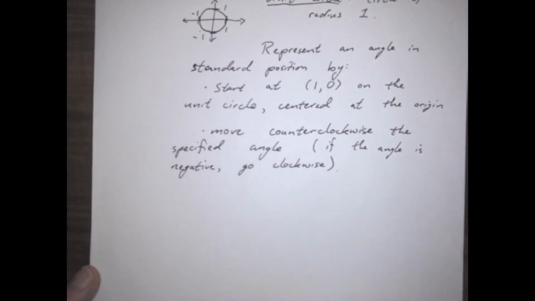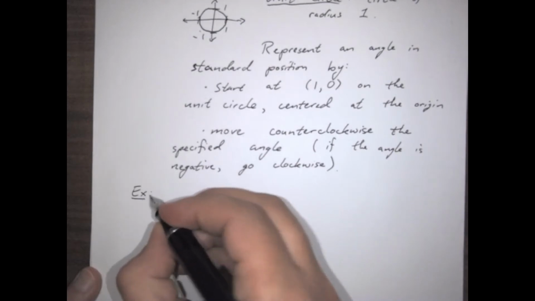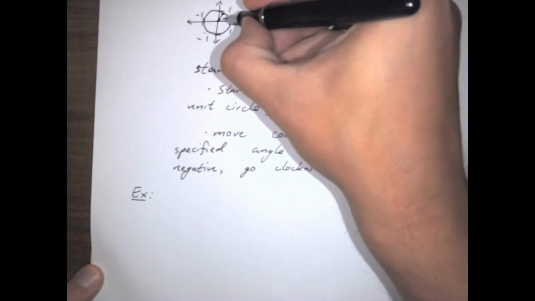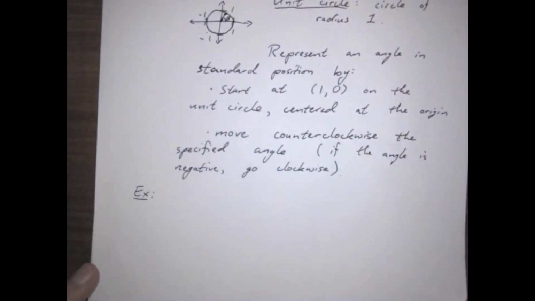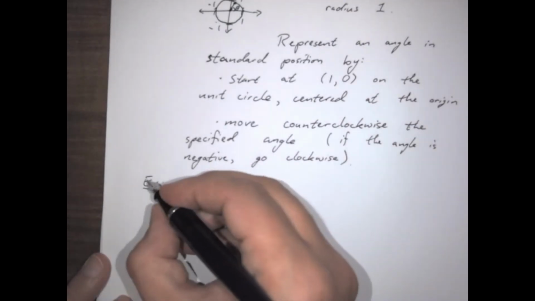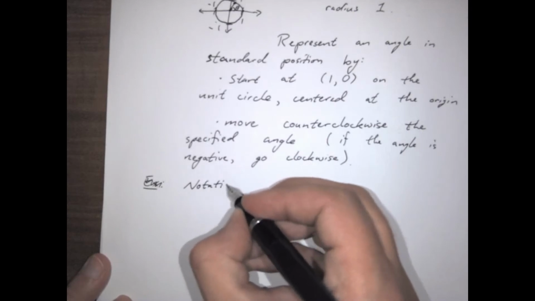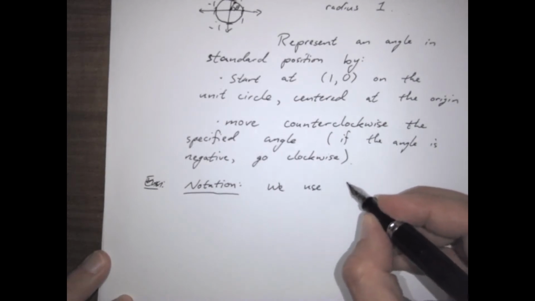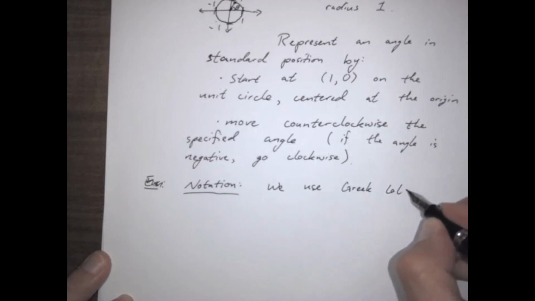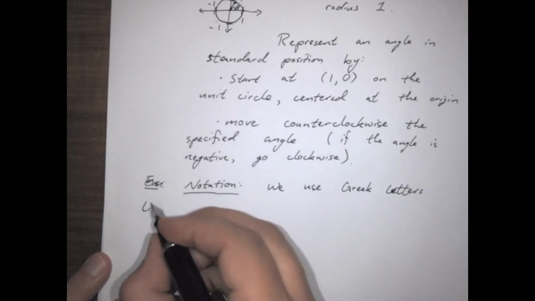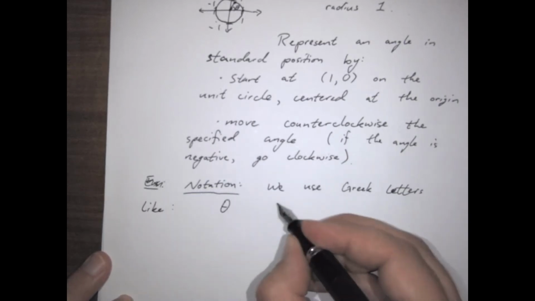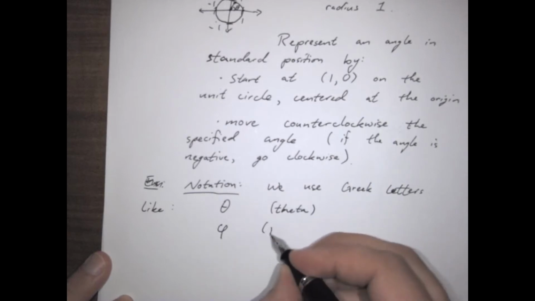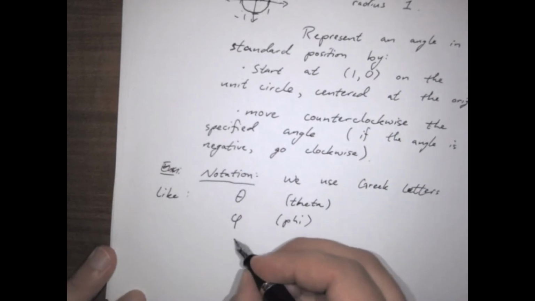All right, so now let's see some examples. Okay, and also, so here would be an example. Let's say we were talking about an angle like that. And the standard letter we're going to use for angles is the Greek letter theta. So actually, let's even put that in there. Notation. We use Greek letters like that one, which is theta. Sometimes we use phi, so it's kind of like that. Maybe we'll use alpha, beta.